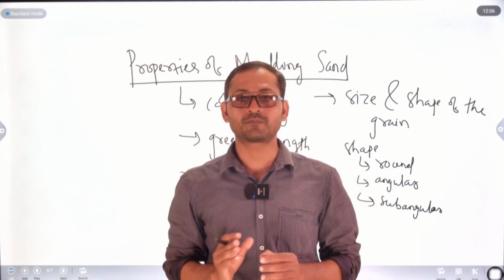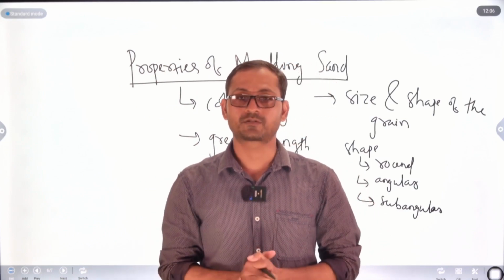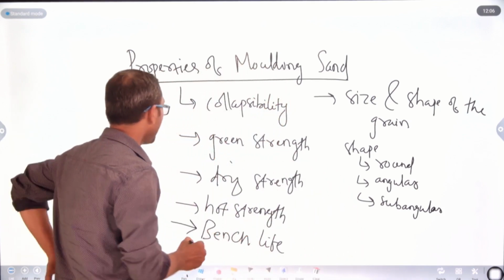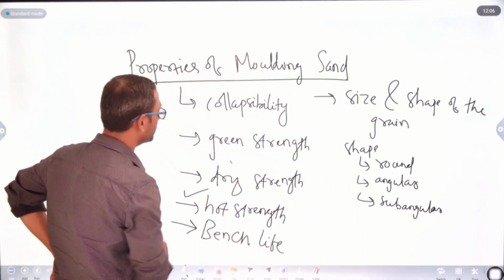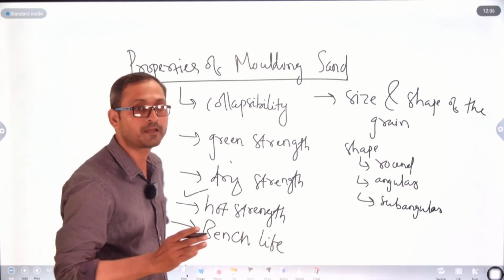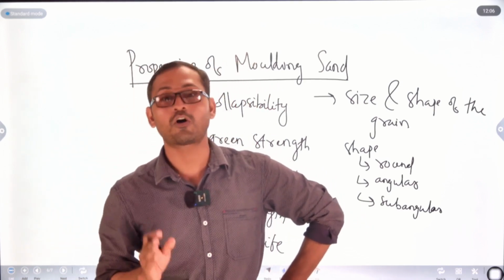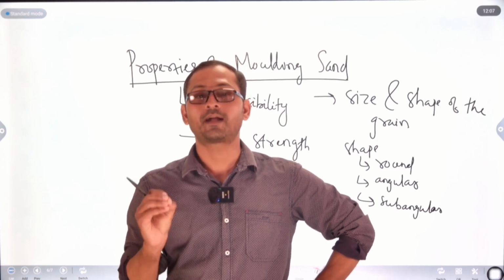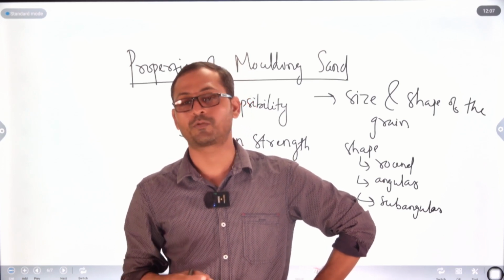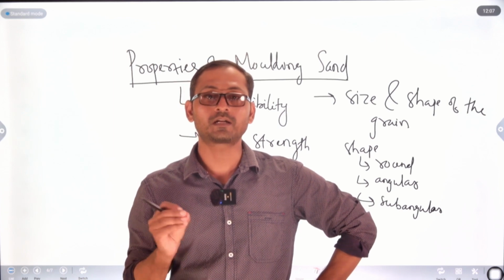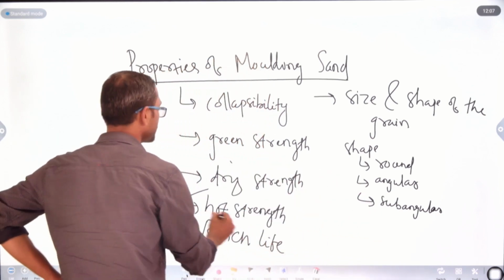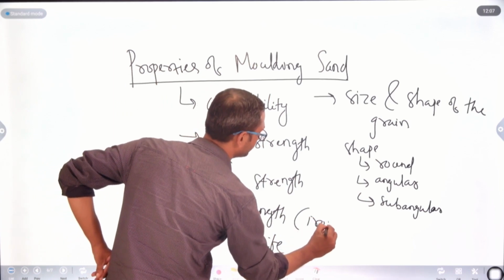Then I say something about the additives. I discussed the properties of molding sand. I discussed hot strength. I discussed bench life. So what do you use for the hot strength? Additives, because additives are added intentionally to enhance the molding sand property. So what additive do we use to derive the hot strength? Iron oxide.